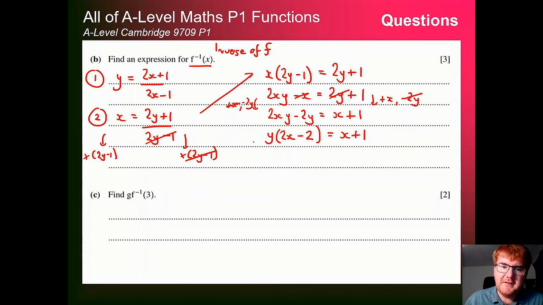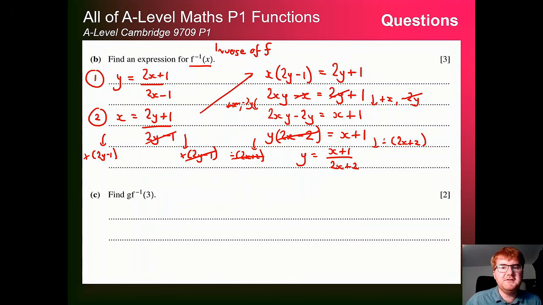And then we're going to divide through now by this bracket. It's the reason we did this process. Divide through by the bracket. And that will then give us our answer, which is y is equal to x plus 1 over 2x plus 2. You could factorise the bottom into 2 bracket x plus 1.